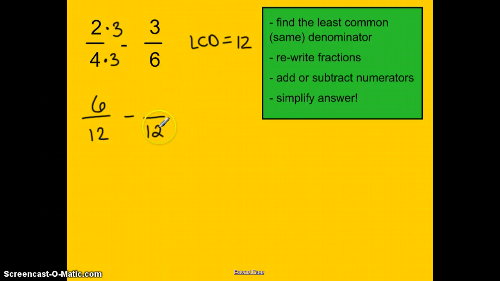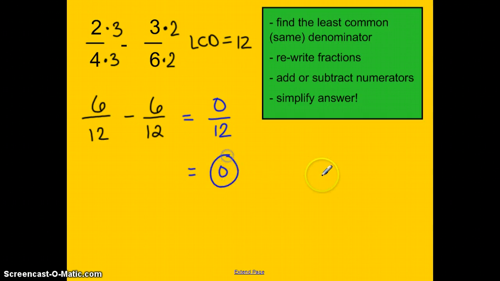What do we multiply 6 by to get 12? Well, that's 2. So we multiply the 6 by 2 to get this 12, and that means we have to multiply the top by 2 as well. So 3 times 2 is 6. Again, this is okay because what we really did was multiply each fraction by 1 and didn't change it. So what we end up with is 6/12 minus 6/12. If we subtract the numerators, 6 minus 6 is 0. Keep the denominator the same, you get 12. And 0 over 12 is like 0 divided by 12, and 0 divided by any number is 0. So that's what we have, 0.